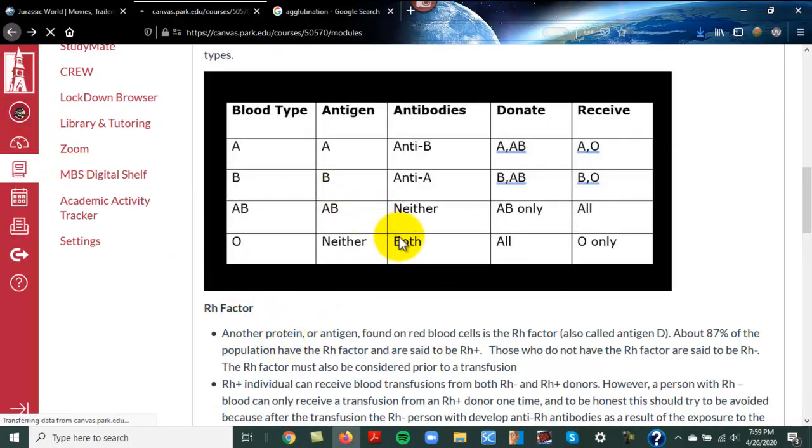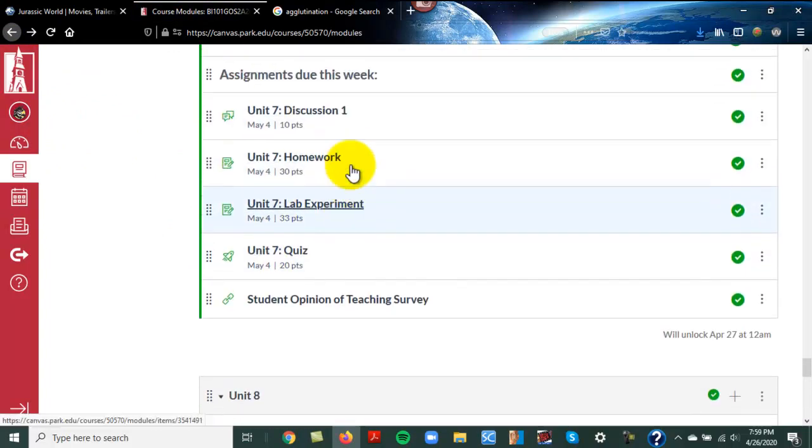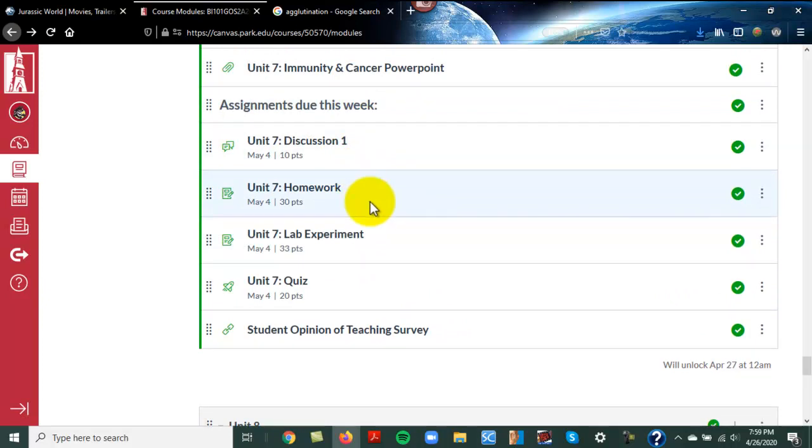So that is the lab, and then the quiz, as always, will be 20 questions over the outline stuff that we covered. Okay, so email me if you have any questions.